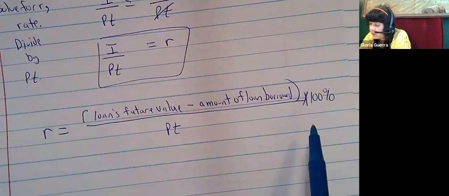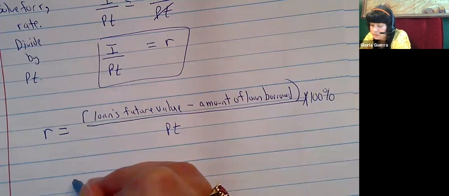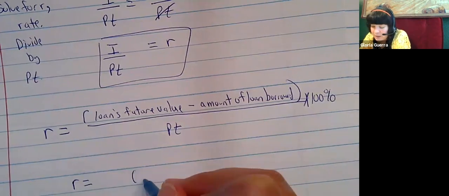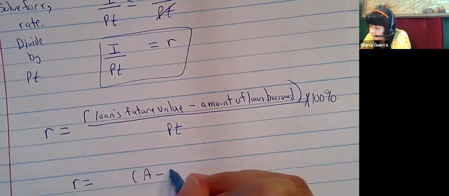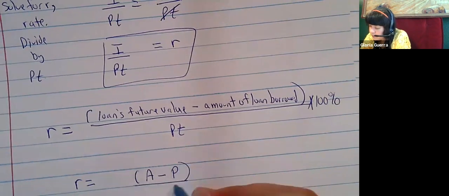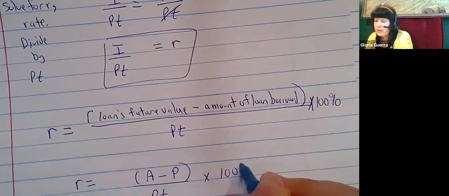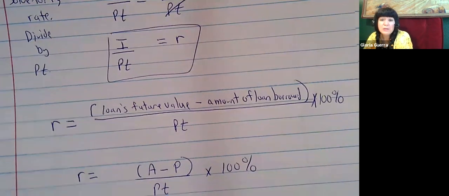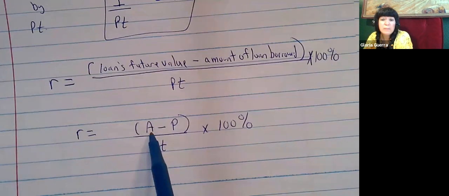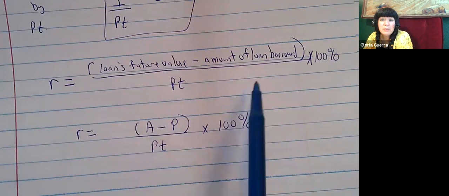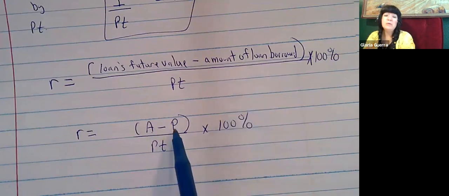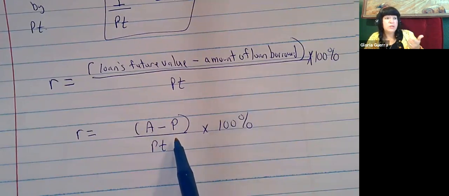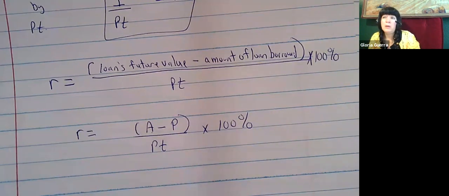10% is a percentage. And now R, the way the math books use it, is A minus P divided by PT times 100%. Yeah, they do A minus P. So this is the loan's future value minus the amount of loan borrowed, and you see that will give you your interest. That's your interest.